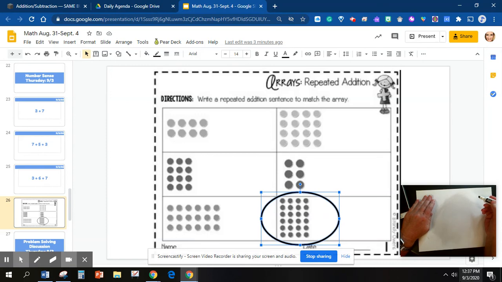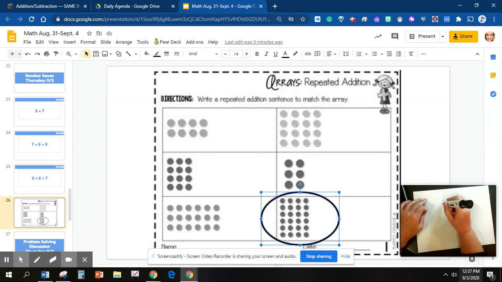So I would like for you to start with your 2's because it's easy. 2's is doubling. 2 groups of 3 means 3 plus 3. You're doubling it. 2 groups of 4 is the same as 4 plus 4, which is 8.